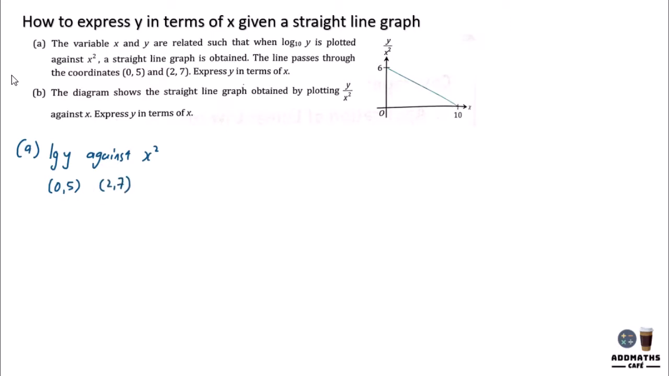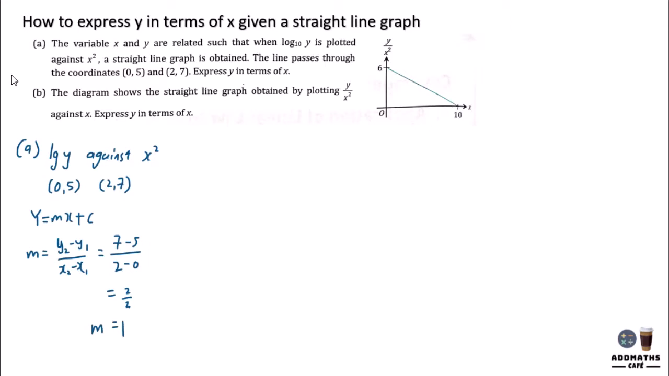Whenever you try to do y in terms of x, you must always express it as y equals mx plus c. So the first thing we need to do is find the gradient. For these two coordinates, you use the second coordinate minus the first coordinate. Let me write down the formula first: y2 minus y1 over x2 minus x1. Apply that: 7 minus 5 over 2 minus 0. In this case you will have 2 over 2, and at the end you get 1 as the gradient.